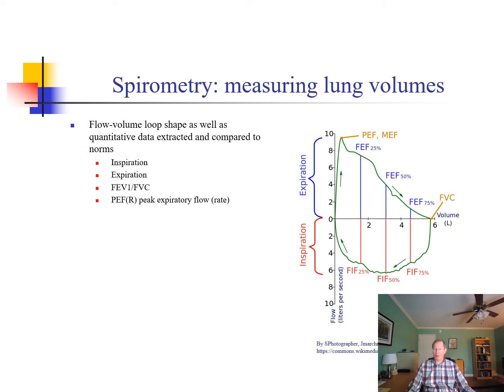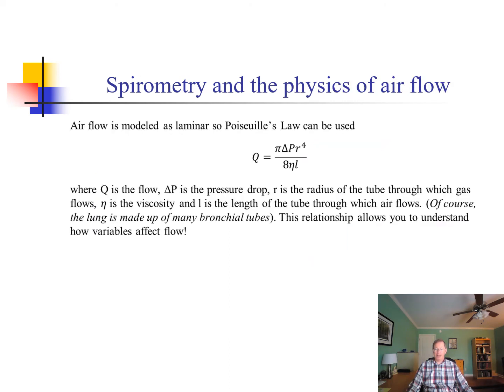I can characterize by the shape of the flow loop curve, tell me something about the diseases, and I can even get the peak expiratory flow rate, and we'll talk about some of these. I'm going to remind you that airflow is modeled as laminar, and so Poiseuille's law is used. Very, very important thing to understand.